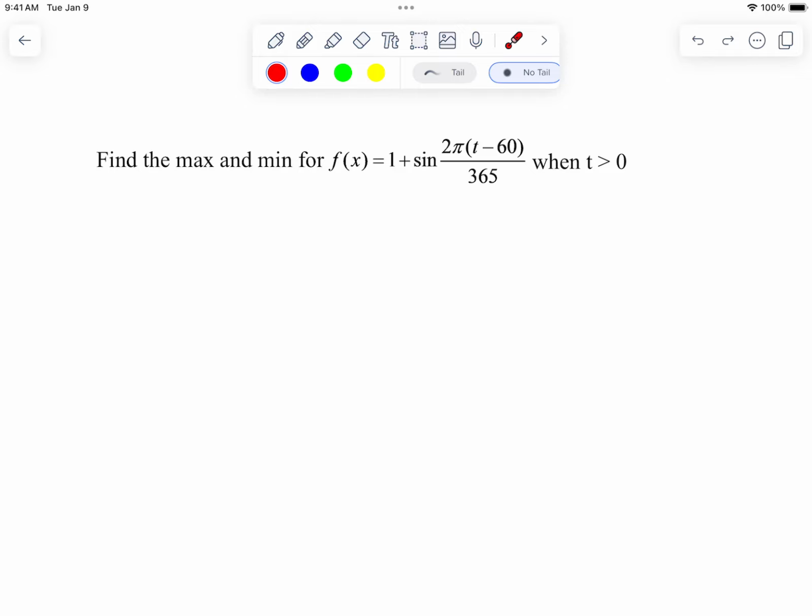So again, you're going to try this on your own. I believe in you. You can do this. You're going to be great. Pause the video, find the maximum and the minimum for this function. Unpause when you are ready to check.